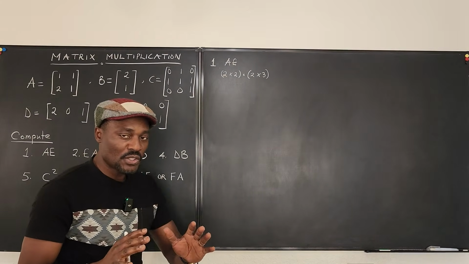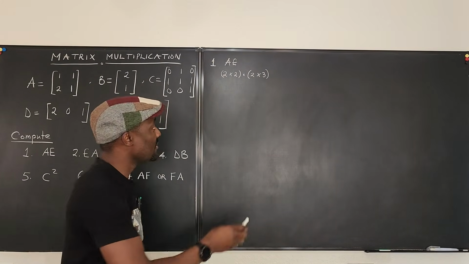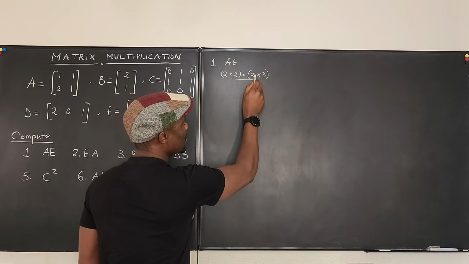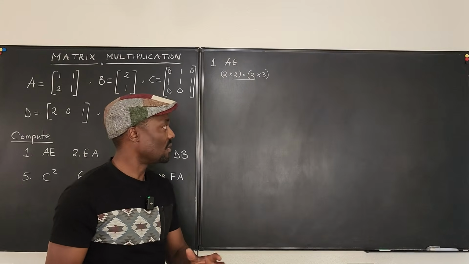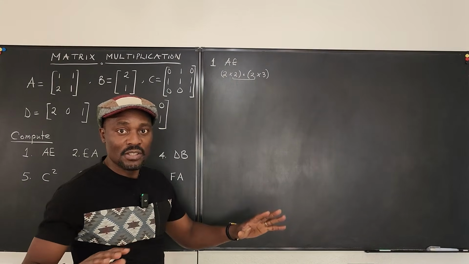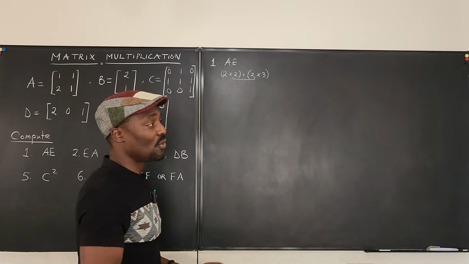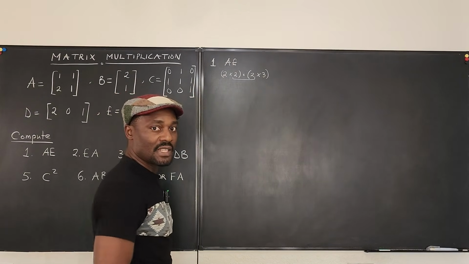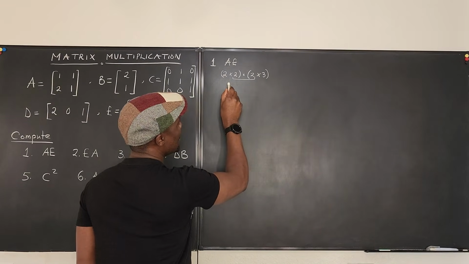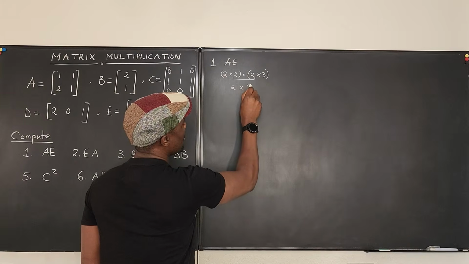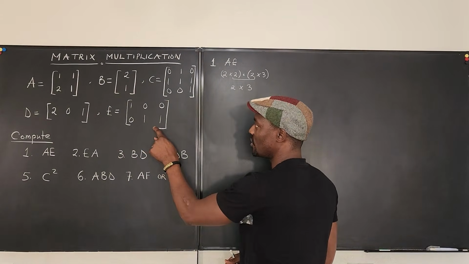And remember, what you always look for before carrying out any multiplication is whether the inside dimensions are the same. If the inside dimensions are the same, you can do the multiplication. So I know right off the bat that I can multiply and that the answer I'm going to get will have the dimensions of the outside dimensions. So I know that this is going to give me a 2 by 3 matrix. So my answer is going to look like this.